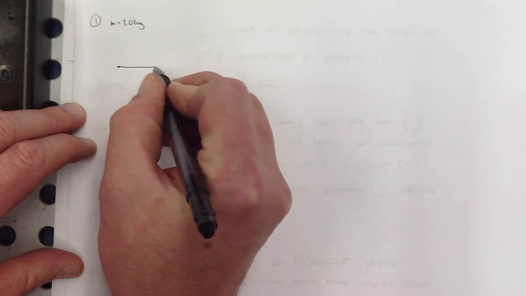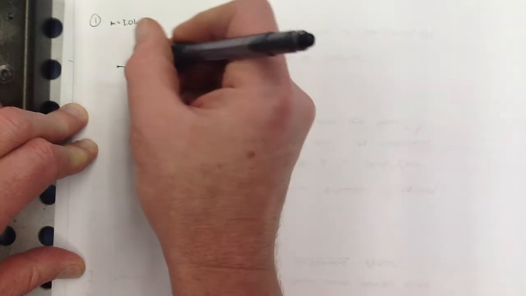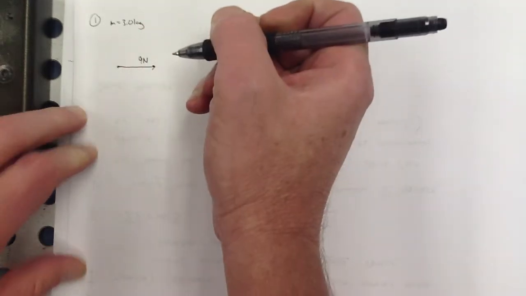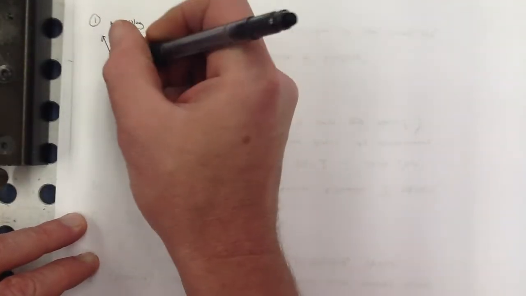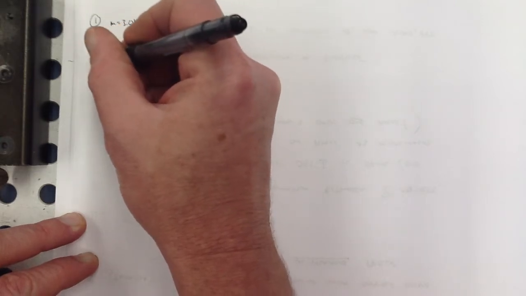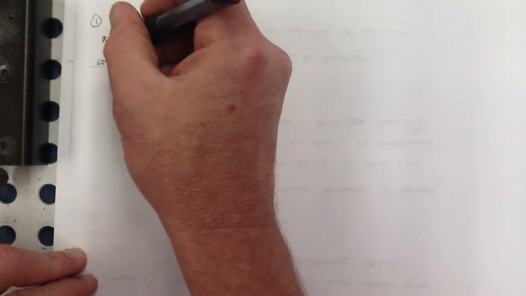All right, so what do I have here? I've got one acting due east with a magnitude of 9 newtons, and the other one is 62 degrees north of west, and that has a magnitude of 8. Okay? What's the magnitude of the body's acceleration?